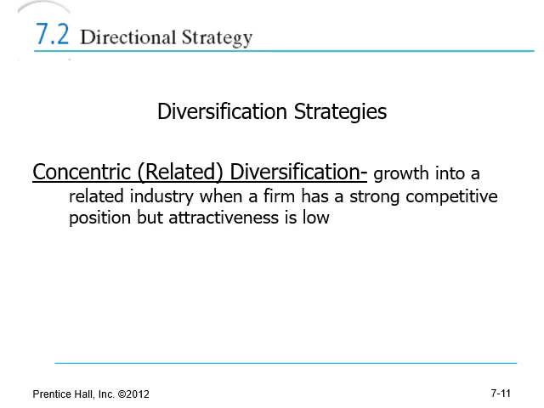Concentric, the keyword here, as I said, is related. Growth into a related industry. So the cement industry is related to the painting industry. The stationery industry is related to paper, or Xerox paper, or the copy paper industry. So related industry, when a firm has a strong competitive position but attractiveness is low. I mean, as we said, in cement it is not attractive; the attractiveness is low.